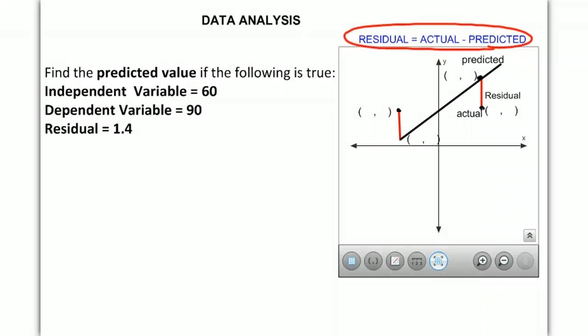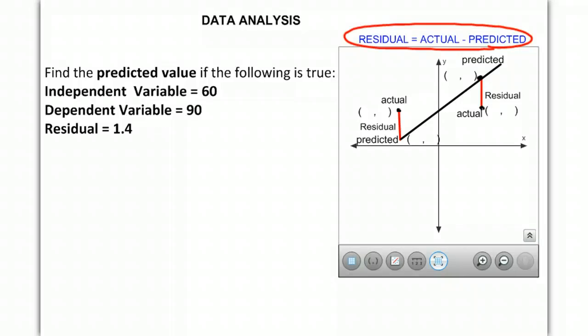The reason I drew 2 points here is sometimes the actual value could be below the best fit line. Sometimes the actual value could be above the best fit line. If it's above it, then here is the actual value right here. The predicted value is now on the best fit line, but it's below it. And the residual is simply the difference between the actual and the predicted. Now that we have our terms reviewed, let's see if we can do this problem.